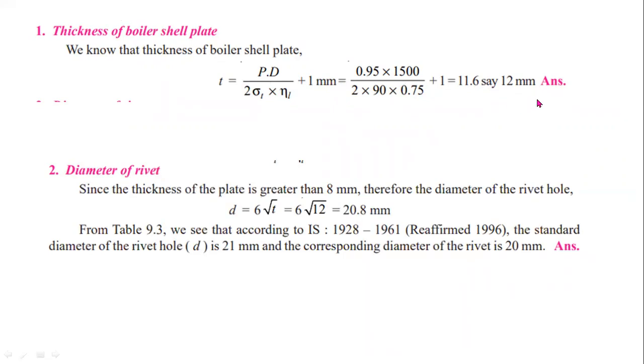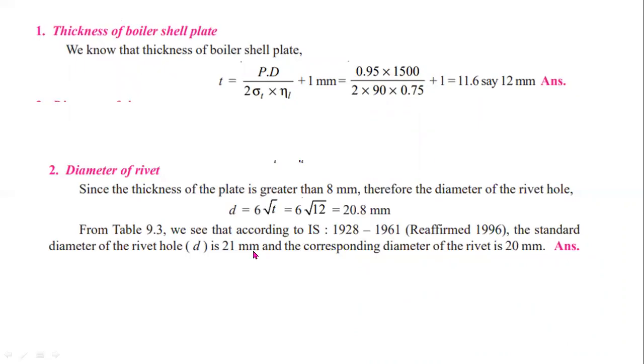Here, the thickness of the boiler shell is 12 mm. That means it is greater than 8 mm, so you have to use d = 6√t for determining the suitable diameter of the rivet. Here, the diameter of the rivet equals 20.8 mm. From the standard table, you have to select a suitable standard size of rivet and rivet hole. The standard size of rivet is 20 mm and the rivet hole is 21 mm.